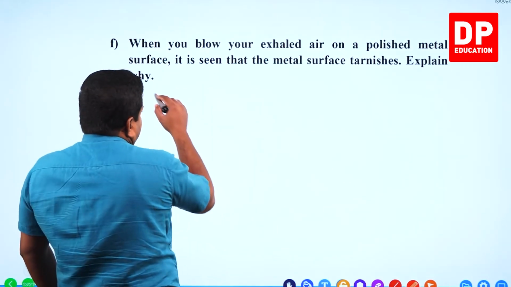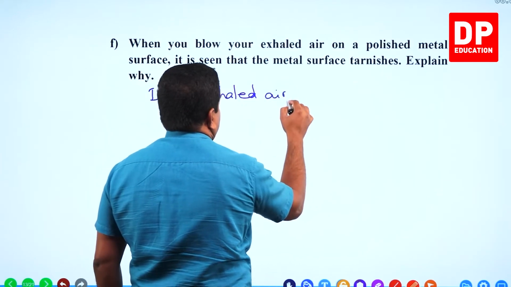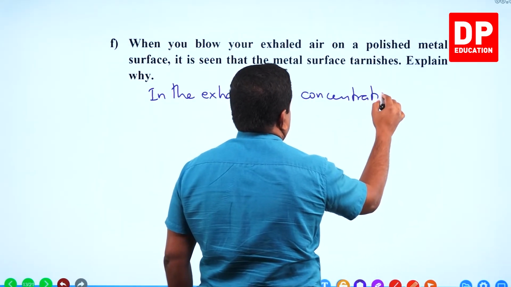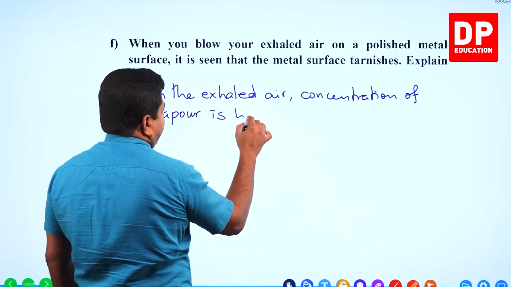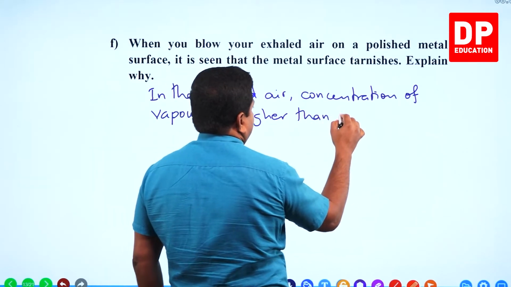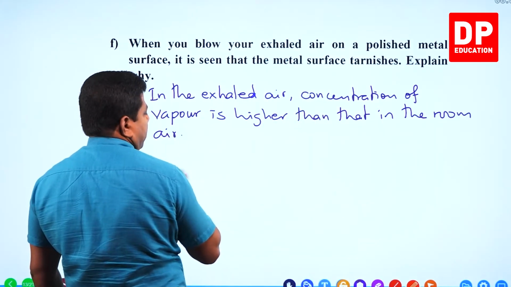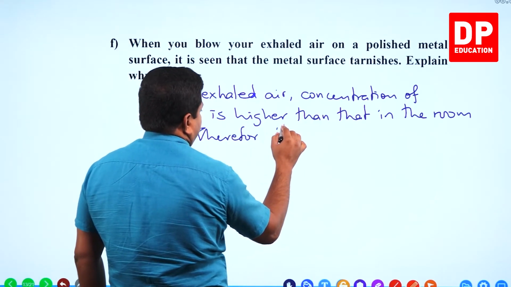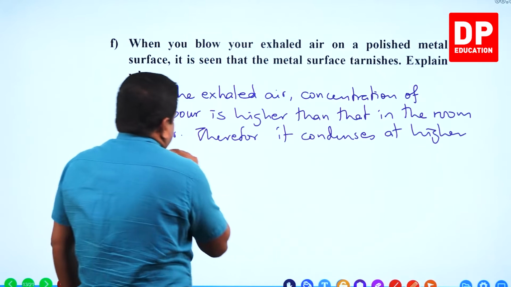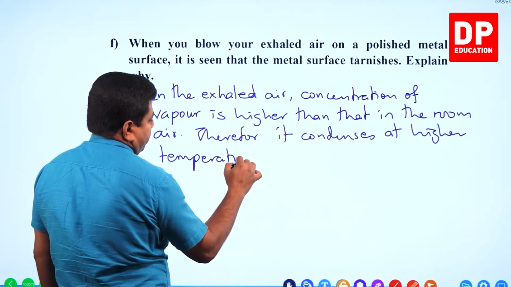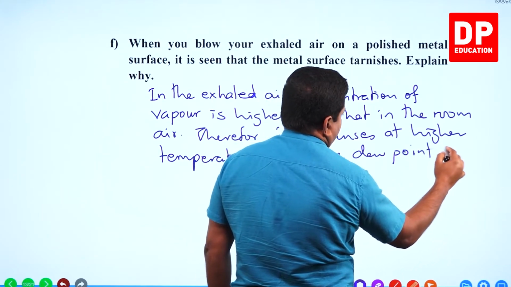So let's write that. In the exhaled air, concentration of vapor is higher than that in the room air. Therefore, it condenses at higher temperature also, at higher temperature than the dew point of the room air.